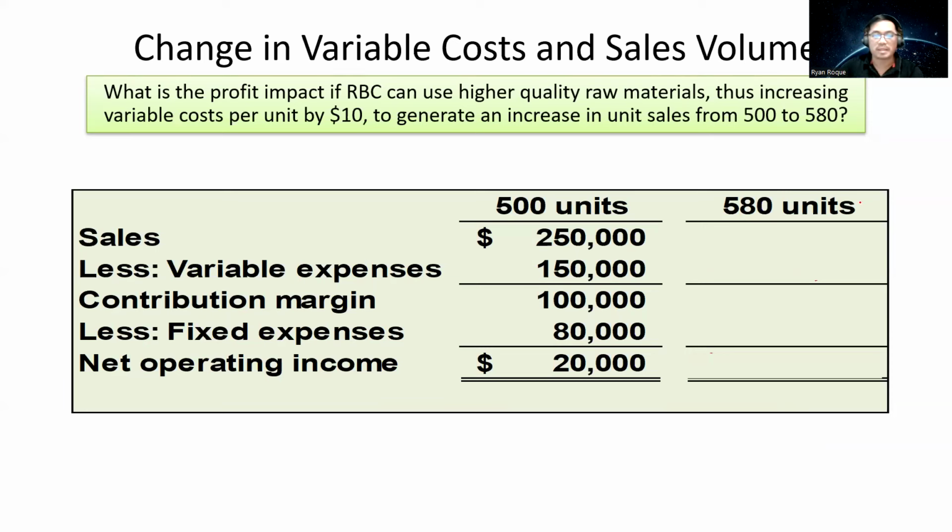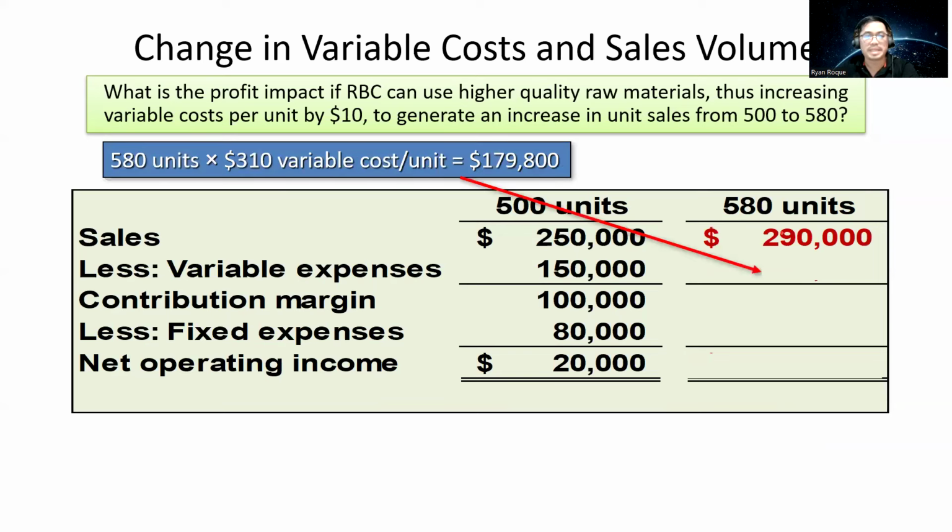So for 580 units, the sales would be 290,000. That's 580 times $500. And then for the variable expenses, remember, there is an increase in the variable cost because of the higher quality raw materials. From 300, it will now become 310. So multiply it with 580 units, and that would give you $179,800 of variable expenses.